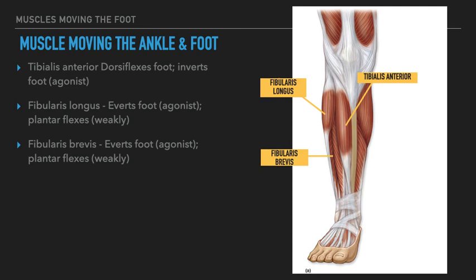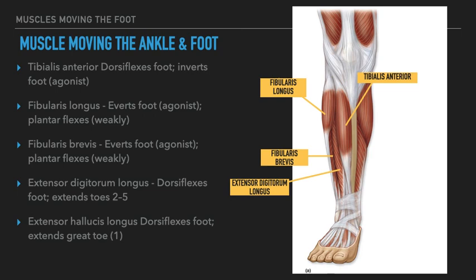You also have the fibularis brevis. This is going to be an agonist, again, to everting the foot, and it contributes weakly to plantar flexion. This is going to have an origin at the shaft of the fibula, and the insertion will be the base of metatarsal 5. The extensor digitorum longus is shown here.